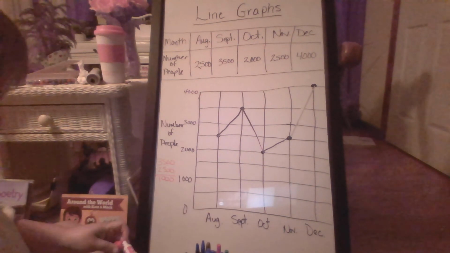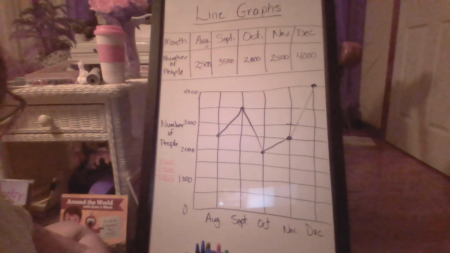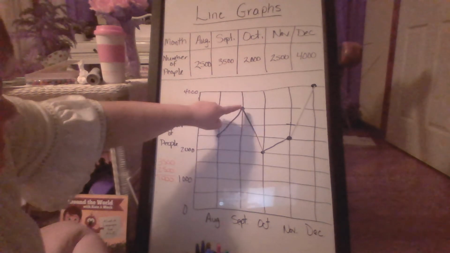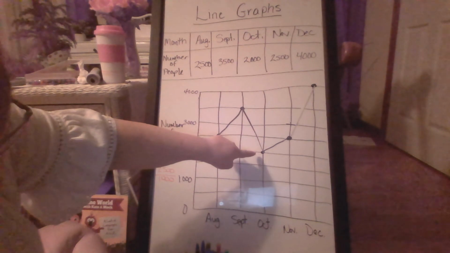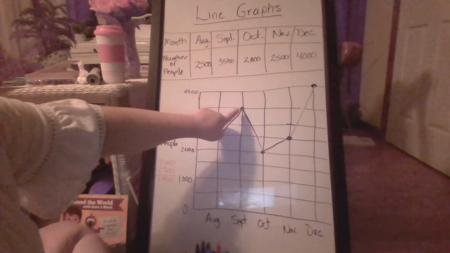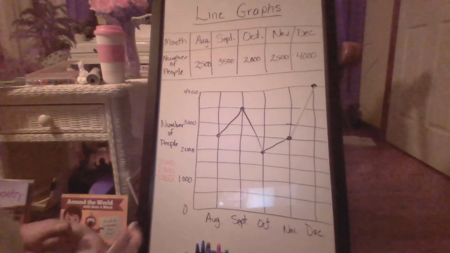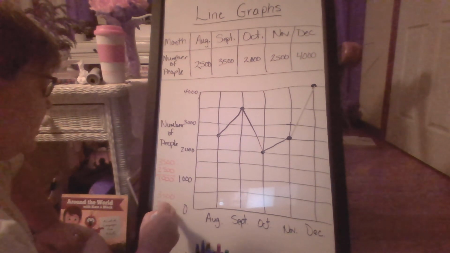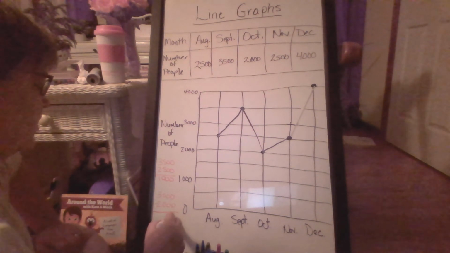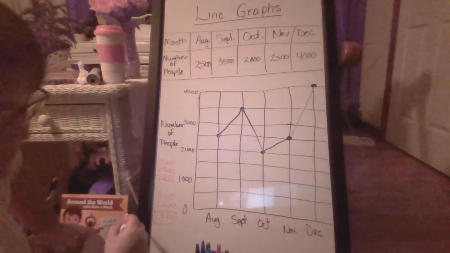You might be able to do that in your head. Let's try another one. There was a decrease in attendance from September to October. So what was that decrease? Well, it went from 3,500 all the way down to 2,000. So you'd write 3,500 minus 2,000 and find out what the difference there is, which is 1,500.